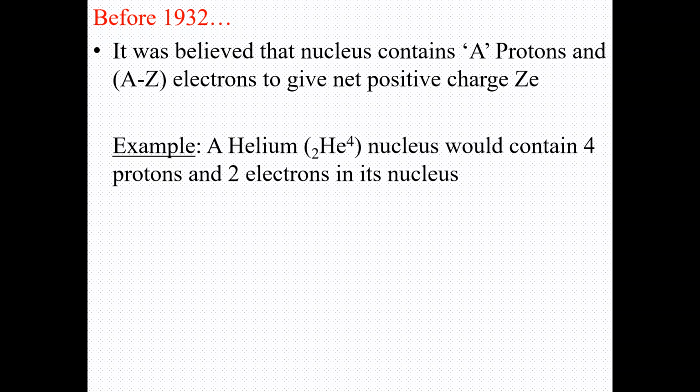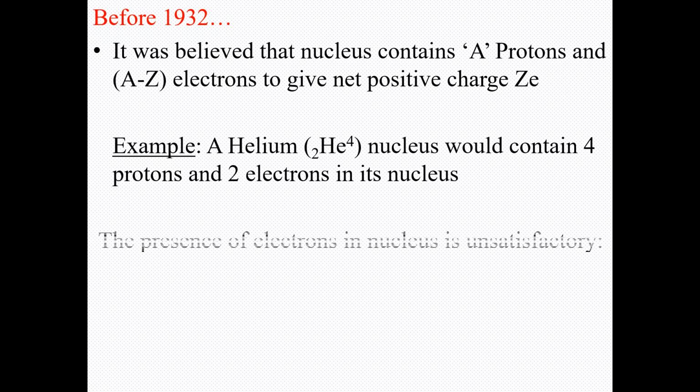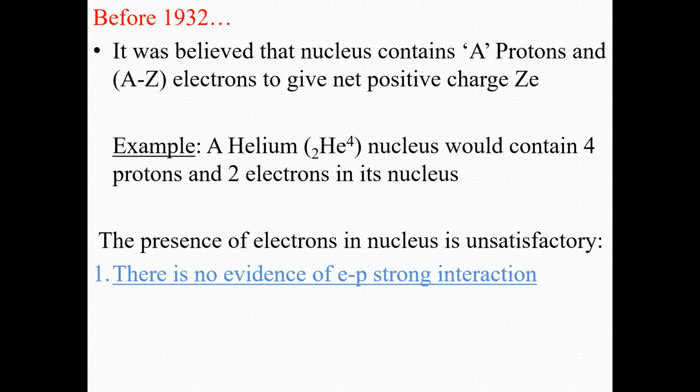People used to say that a helium nucleus, which is called an alpha particle, contains 4 protons and 2 electrons in its nucleus. So that was believed before the discovery of the neutron. So the presence of the electron in the nucleus is unsatisfactory. And what is the reason for that? The reason is that there is no evidence of electron-proton strong interactions.